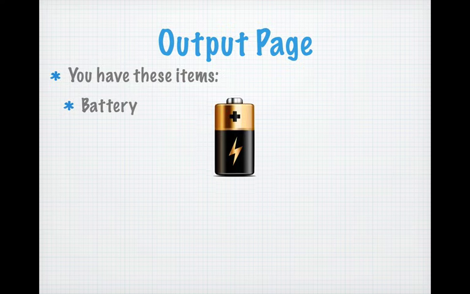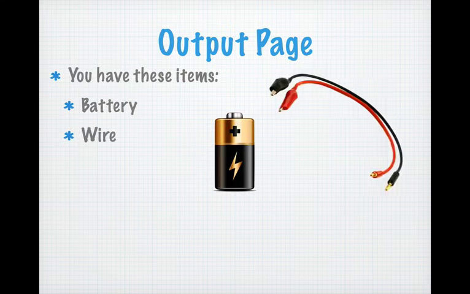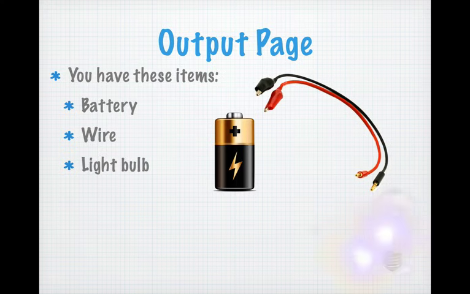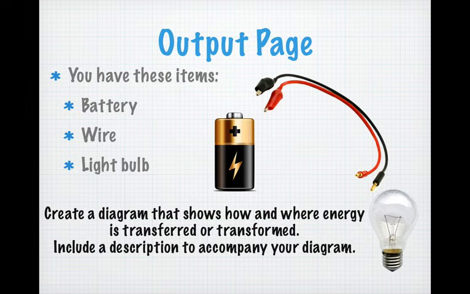You've got a battery, you've got wire, and you've got a light bulb. So what I want you to do is to create a diagram that shows how and where energy is either transferred or transformed. And you do need to include a written description here. So think about it. You may have to do a little research. What kind of energy is stored within a battery? Yeah, it's potential energy, but what kind of potential energy? Is it gravitational potential energy? I don't think so.